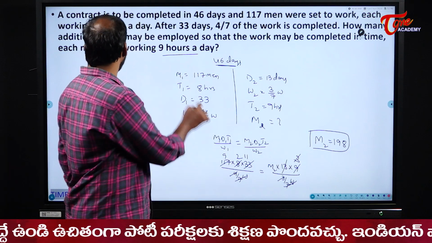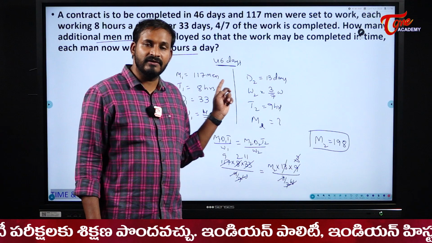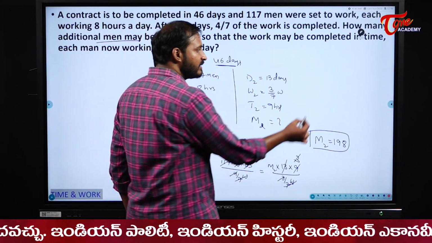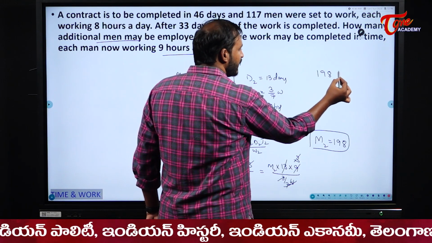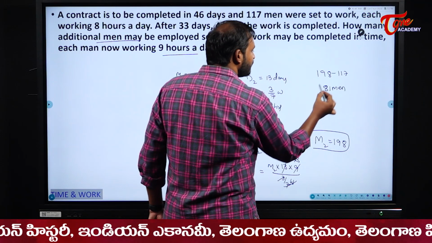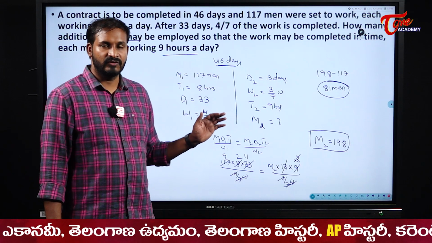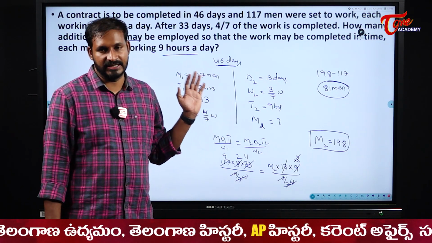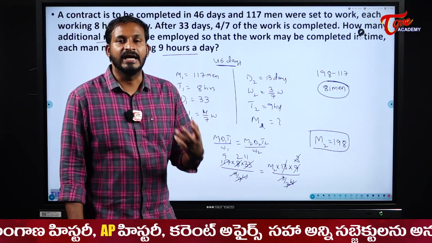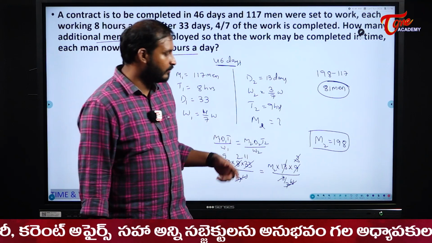They are asking us how many additional men may be employed. So already how many are there for us here? 117. Already 117 men are there. Now tell me how many additional men are required for us? 198 minus 117, that is 81 men. So here 81 additional men are required to finish the job on time, to finish the job in 46 days. If I need to finish the job, definitely I require 81 men here additionally. Okay, understood? This is how we need to solve the problem.